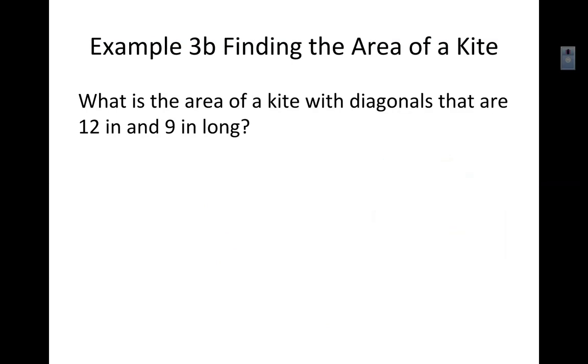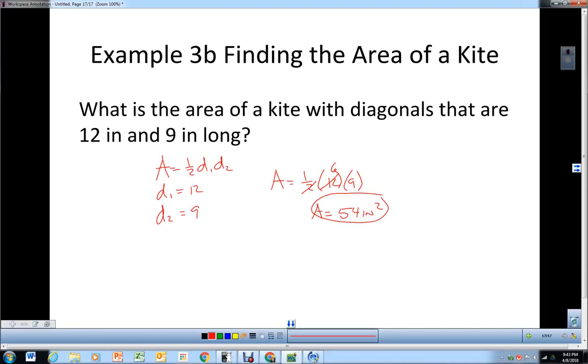What is the area of a kite with the diagonals that are 12 inches long and 9 inches long? All right, so let's see how you did. Area is equal to 1/2 diagonal 1 times diagonal 2. First diagonal is 12 inches. Second diagonal is 9 inches. Multiply them together, take half of that. That gives us 54 square inches.